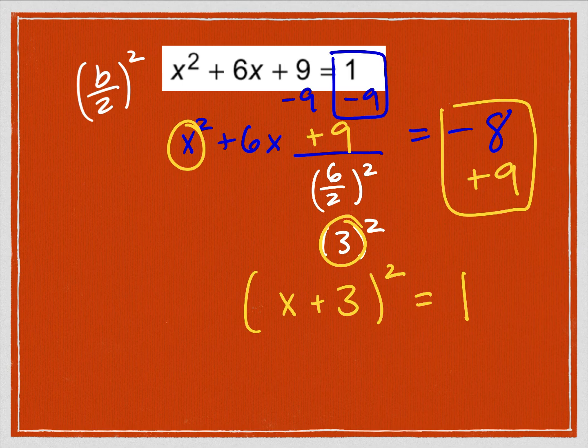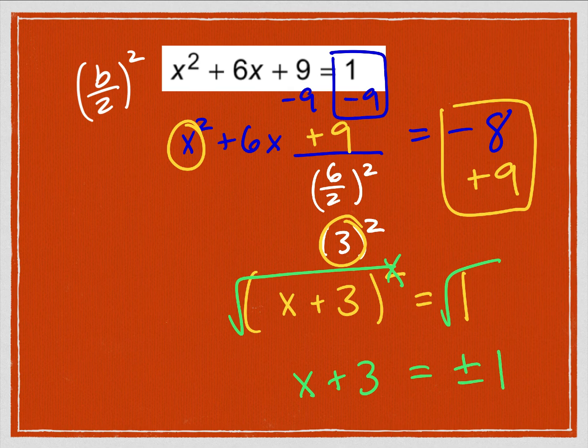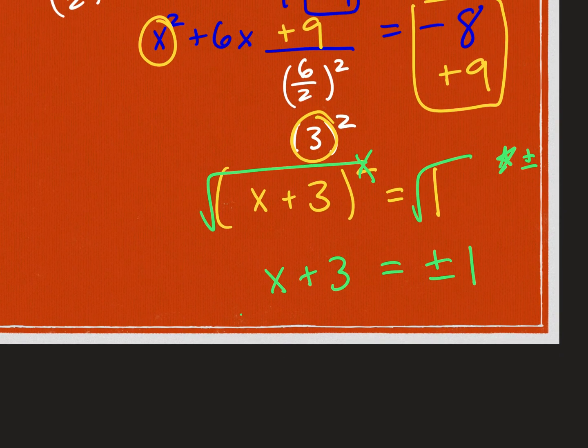All right, what do I do next? Square root it. So we have x plus 3 equals, what's the square root of 1? Just 1? Plus or minus 1. Because remember, when you take the square root of both sides, you need the plus or minus. So we have x plus 3 is equal to positive 1, and x plus 3 is equal to negative 1.